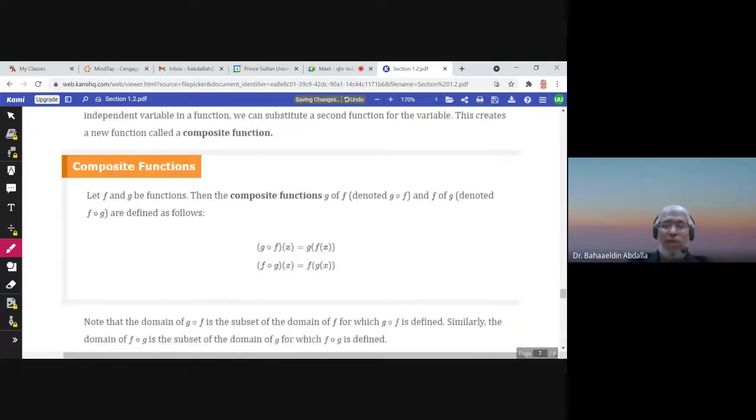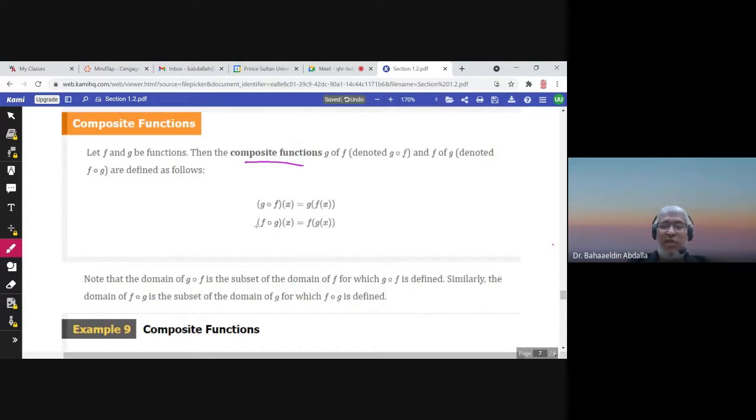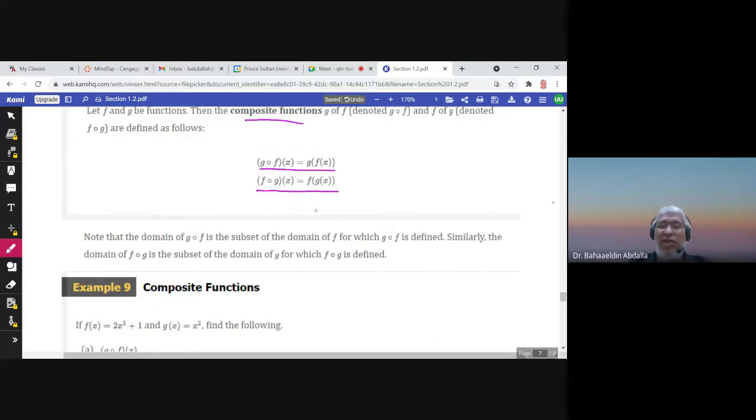The last operation is the composite function, f circle g or g circle f of x. This is the definition. F circle g of x is f of g of x, and g circle f of x is g of f of x. The domain of g circle f would be equal to the domain of f intersection the domain of the result, where the result is your answer.